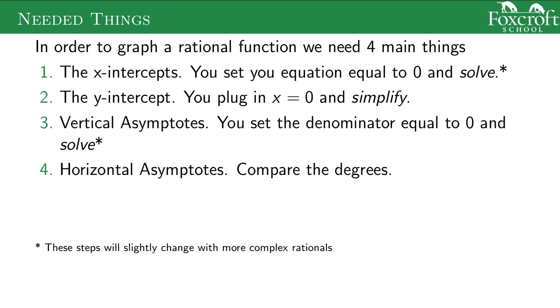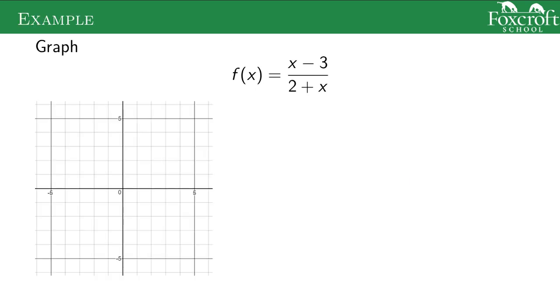And horizontal asymptotes, that's when you compare the degrees. That was the 6.25 linear objective. All right, so those are the four different things, both types of intercepts and both types of asymptotes. The only thing that'll change really when you're doing it in pre-calc is the x-intercepts and vertical asymptotes. There'll be some simplifying you have to do, but y-intercepts and horizontal asymptotes are pretty much the same no matter what. All right, so let's graph this function, x minus 3 over 2 plus x.